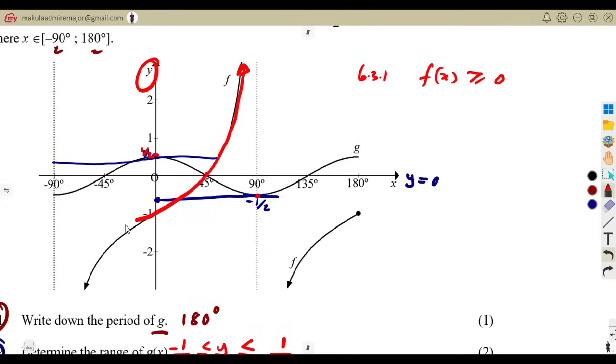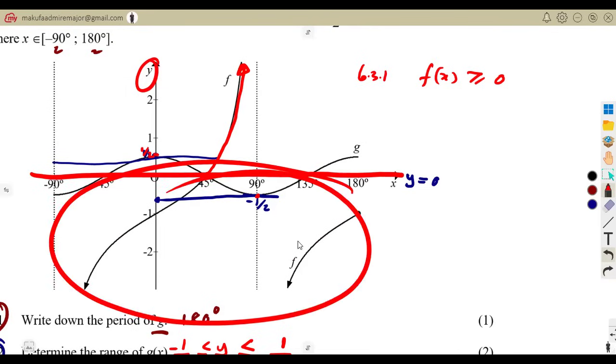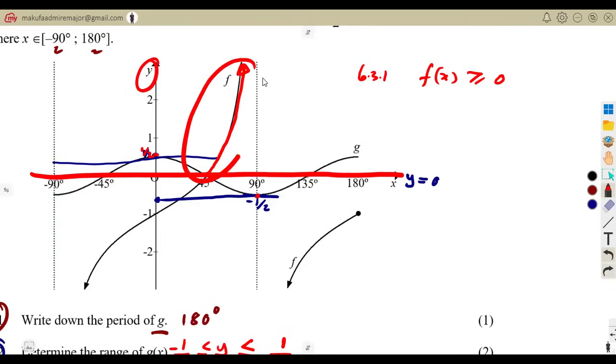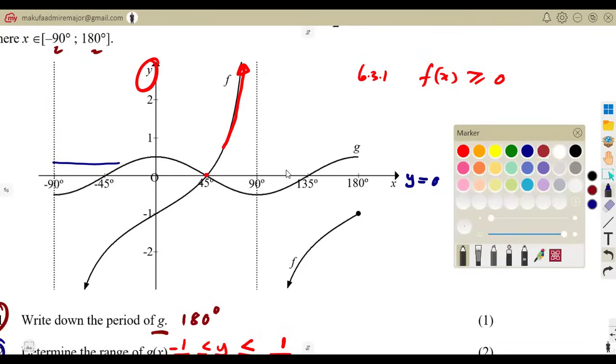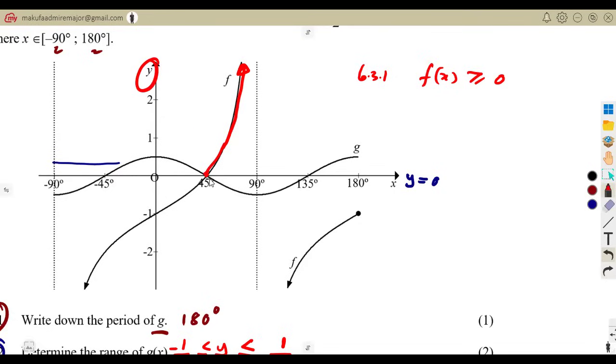If we check here, it's below the x-axis. If we check this side, it's below the x-axis. This is your x-axis. Here it's below, but here it's above. Within this, from 45, the x values are the ones that we need. So it's in between what? 45 degrees and 90. It cannot reach 90 degrees, because 90 degrees is what?